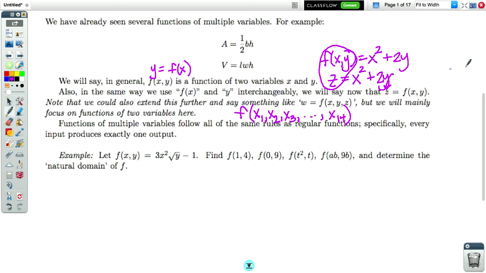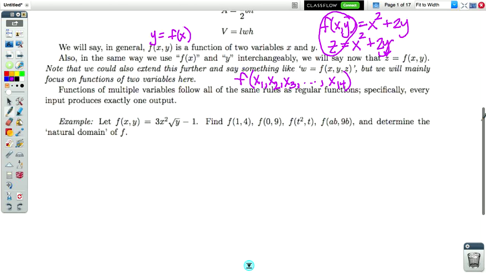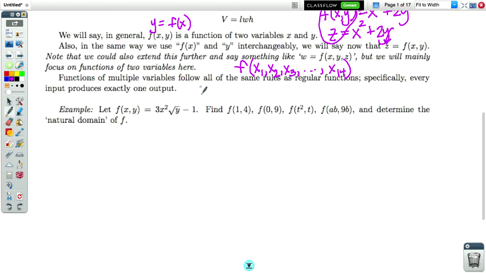Functions of multiple variables are pretty much the same as what you already know about functions. So every input produces exactly one output, and so on. All the same rules apply, so we won't really cover those things too extensively. First of all, let's look at a pretty simple example. This function of x and y is 3x squared times the square root of y minus 1. So we'll start by finding f of 1, 4.